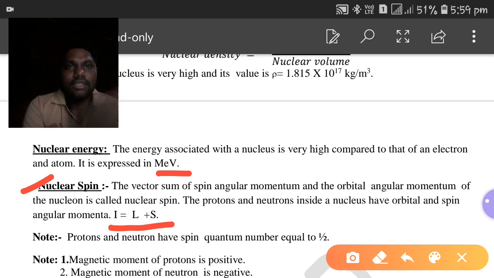So these are some very important properties of a nucleus. Please go through it, read it once again, write it in your own notes, and try to understand the properties of the nucleus very clearly. I hope you understand this.